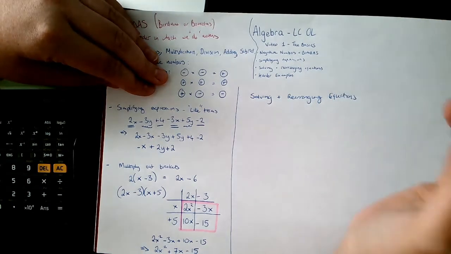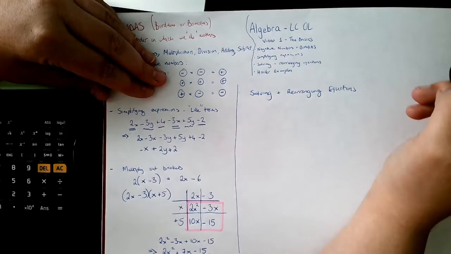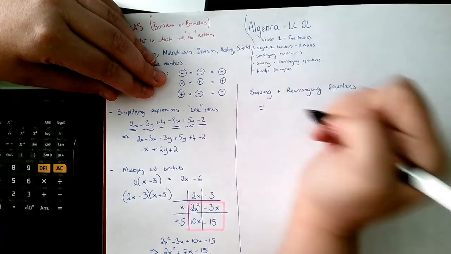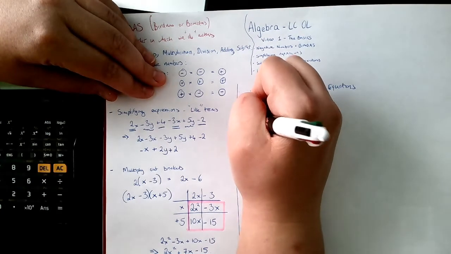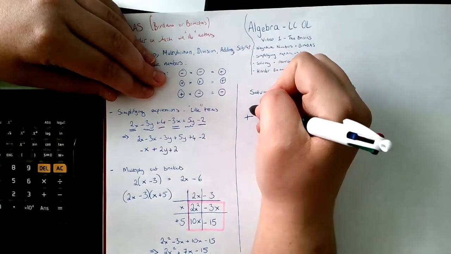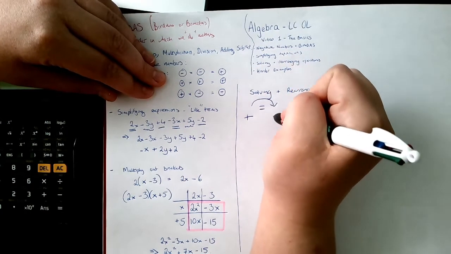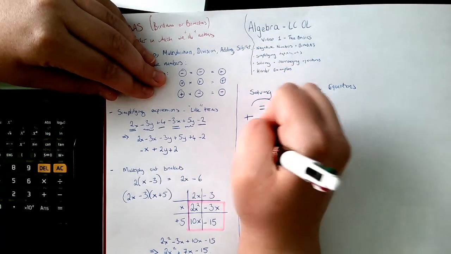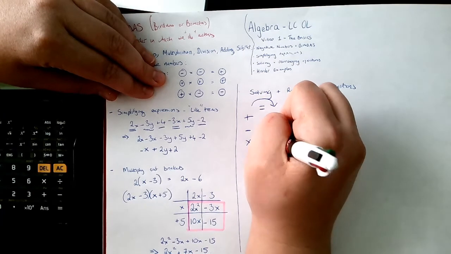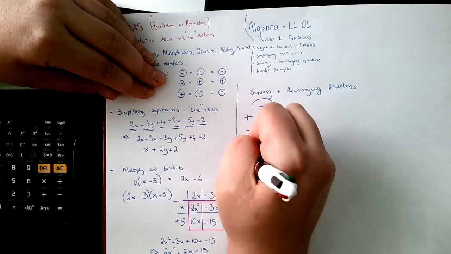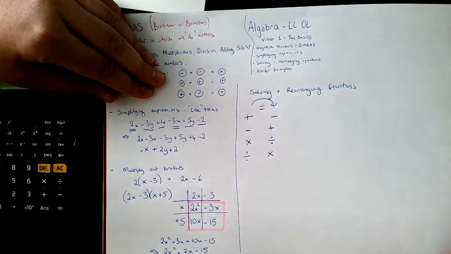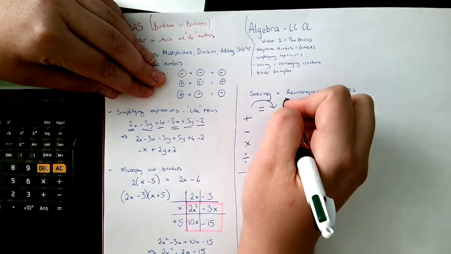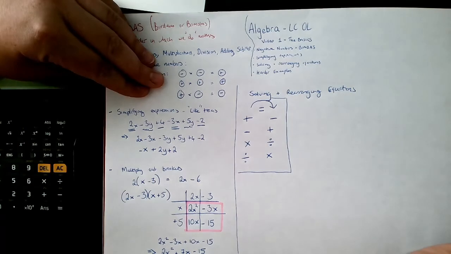So the main thing that we have to remember, if we have an equal sign, is that if something is plus on one side, when it goes over to the other side, we minus. So minus turns into a plus, a multiply turns into a divide, and a divide turns into a multiply. That's the main thing that we need to remember when we're solving equations.